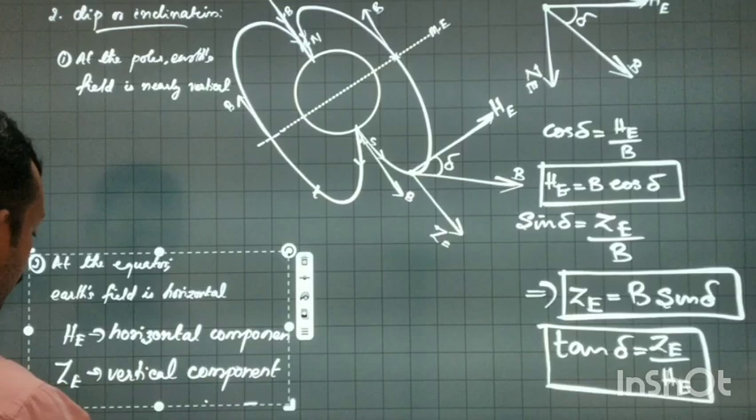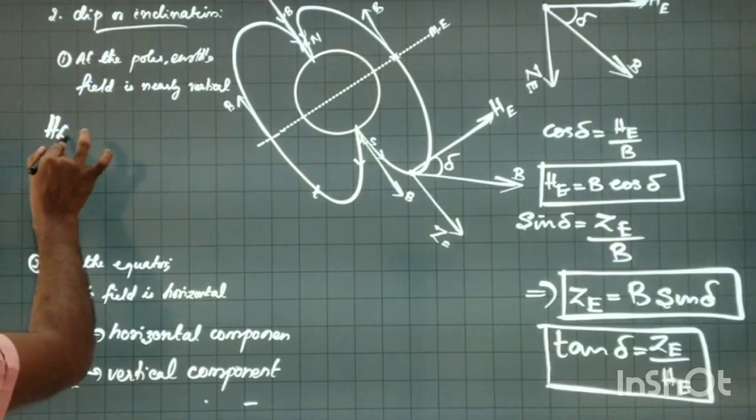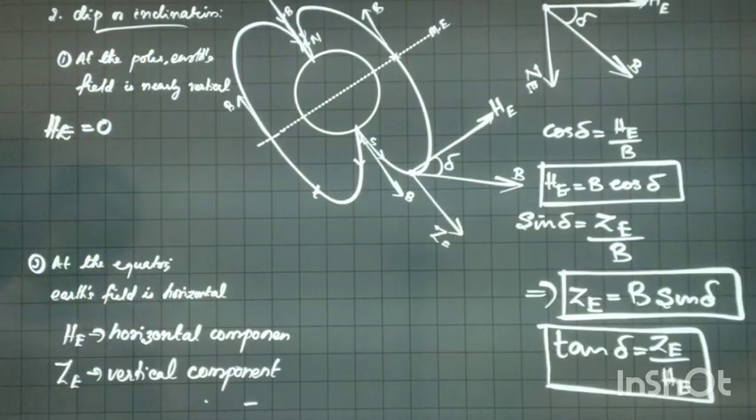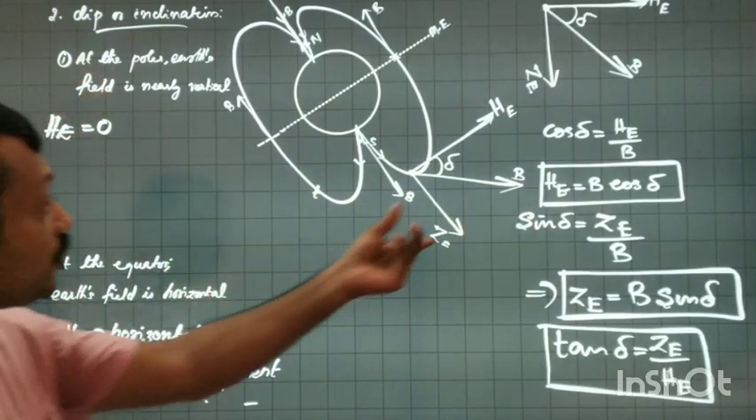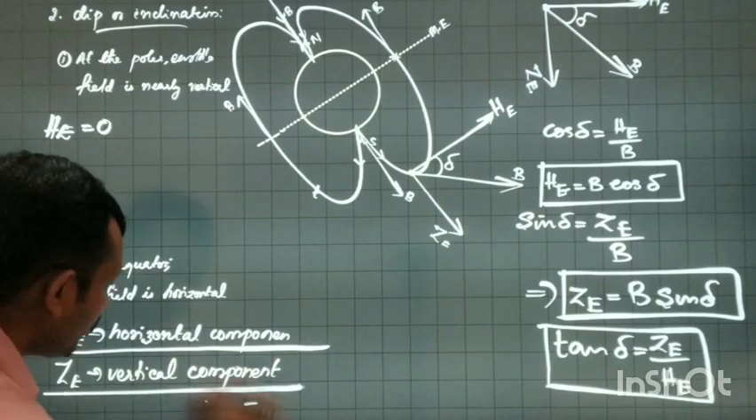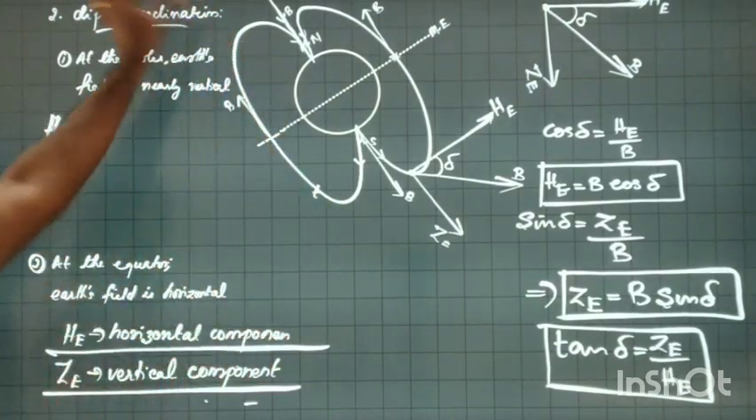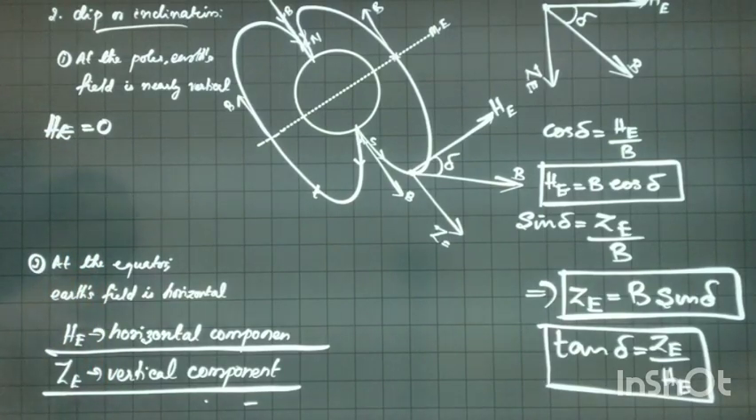Take the first part. At the poles, Earth's field is nearly vertical, as you can see here. That means at the poles, HE is equal to 0. Nearly vertical means the horizontal component is absent. H is called the horizontal component, Z is called the vertical component. At the magnetic poles, the horizontal component is absent.